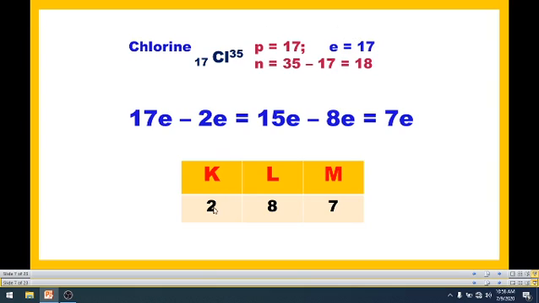So you know that K shell can have 2 electrons. Therefore 17 minus 2, remaining 15 electrons. L shell can have only 8 electrons. So we will keep the 8 electrons in its L shell. So 15 minus 8, remaining 7 electrons will be placed in M shell. So therefore, the electronic configuration of chlorine is 2, 8, 7. I hope you understood how to arrange the electrons in its shells.